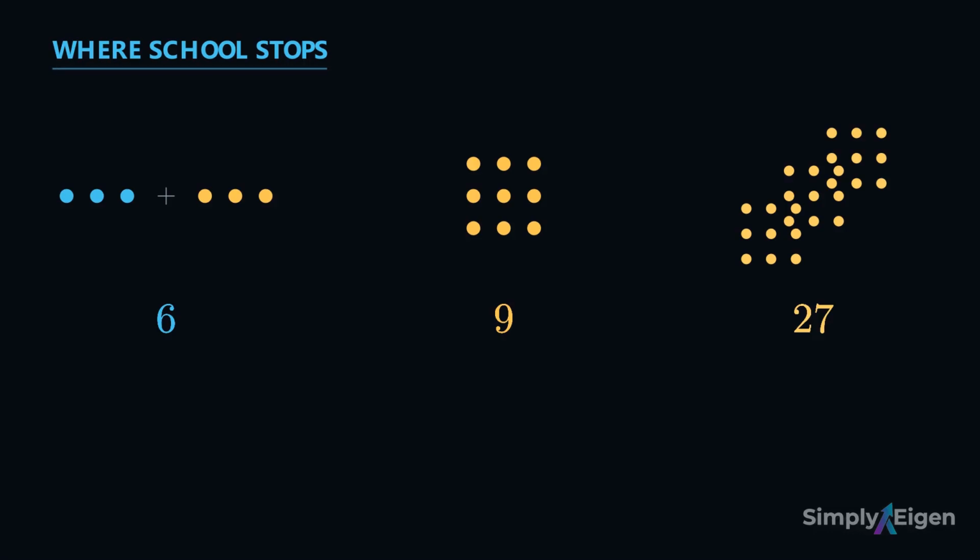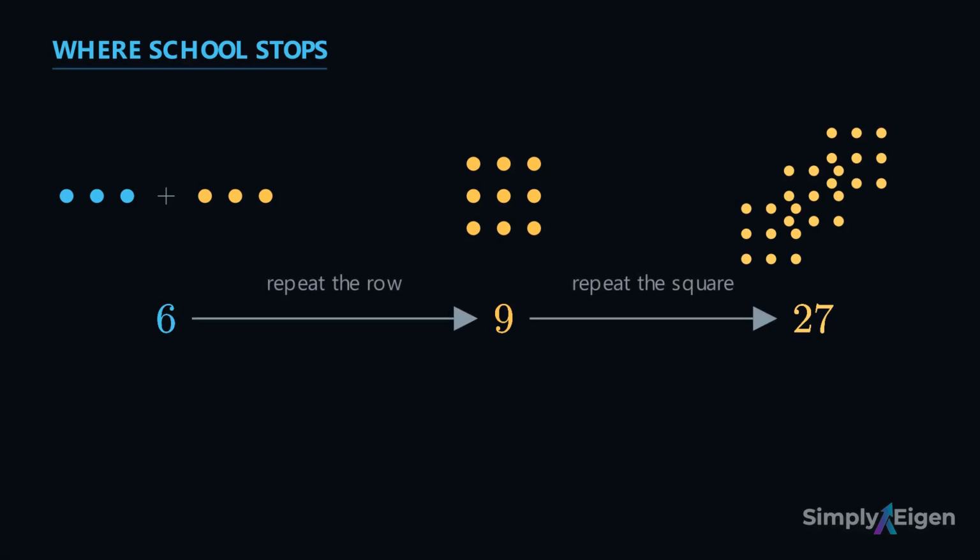Multiplication is addition, done repeatedly. Exponentiation is multiplication, done repeatedly. Every rung is the rung below it, applied again and again. School teaches you 3 rungs of this ladder and then stops.